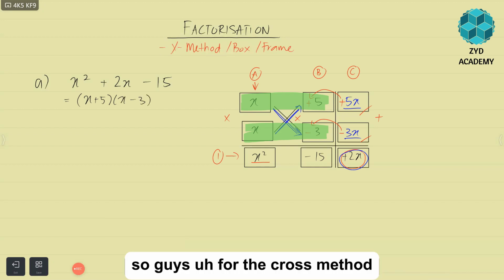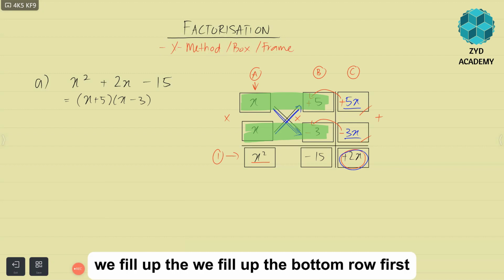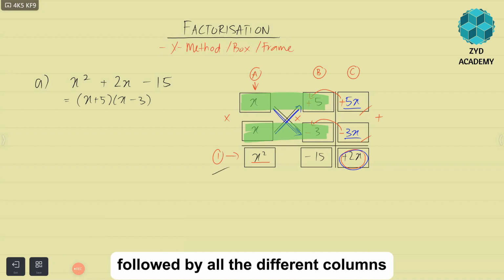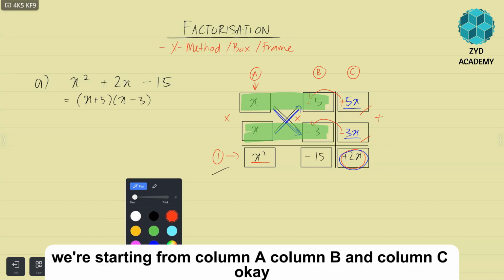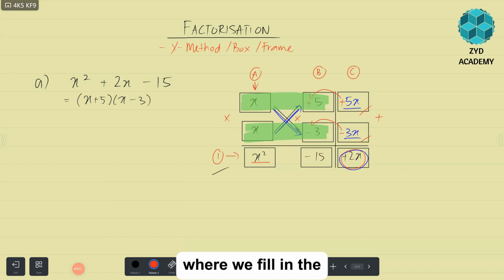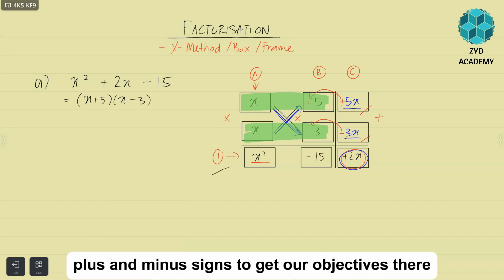Okay, so guys, for the cross method, we fill up the bottom row first. Okay, row number 1 as indicated here, followed by all the different columns, starting from column A, column B, and column C. Okay, we fill in from the left to right, and then from the right to left, where we fill in the plus and minus signs to get our objectives there.